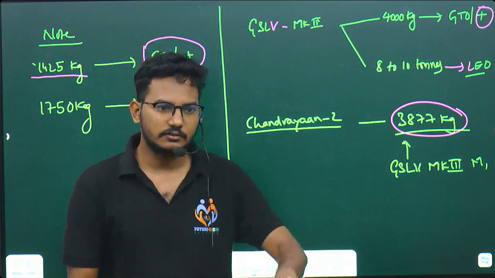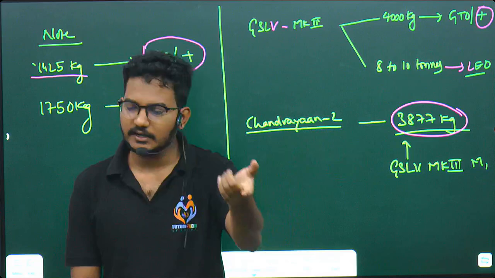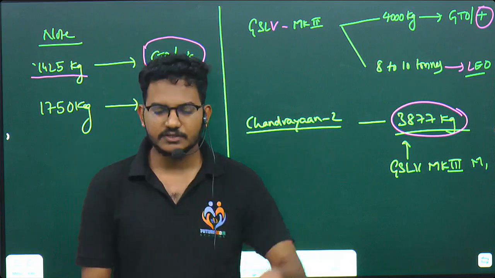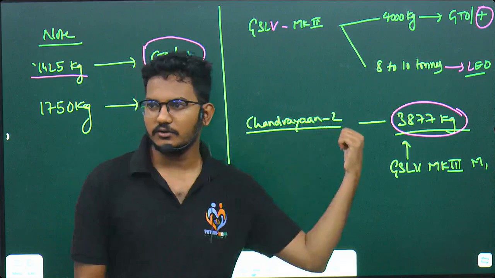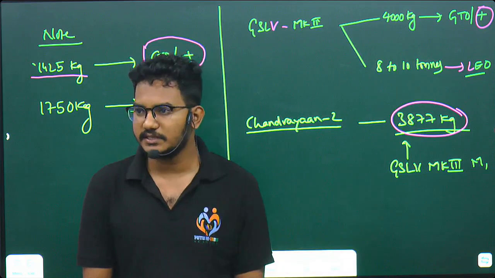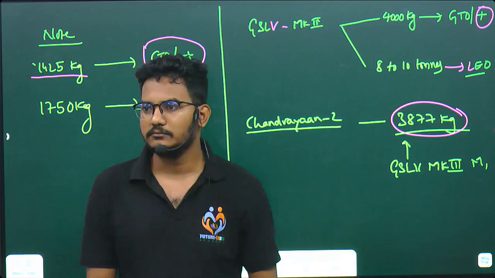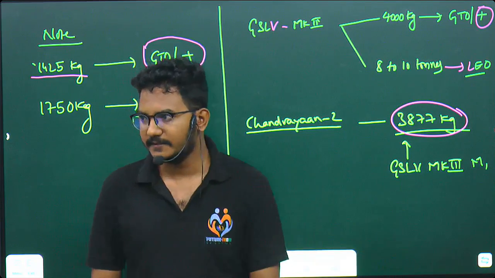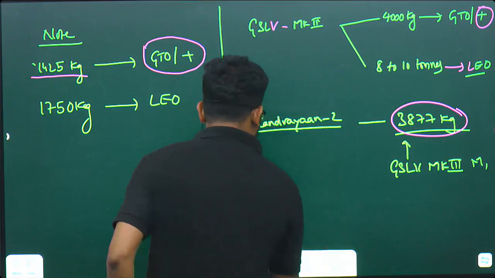Now NVS2 is part of IRNSS, a 7-satellite constellation, in which we are replacing one. The weight is around 2,300 kgs, and which vehicle are we using? GSLV. So the name of the vehicle is GSLV F15. Done. Simple.